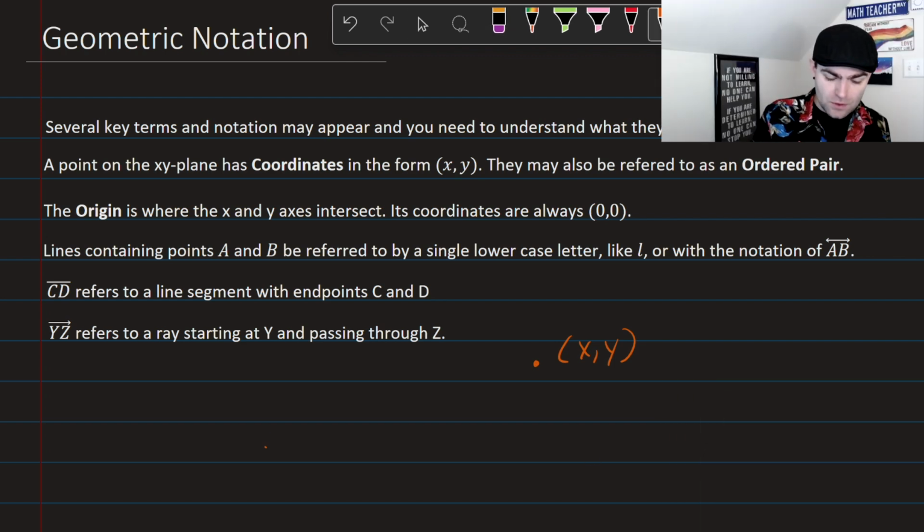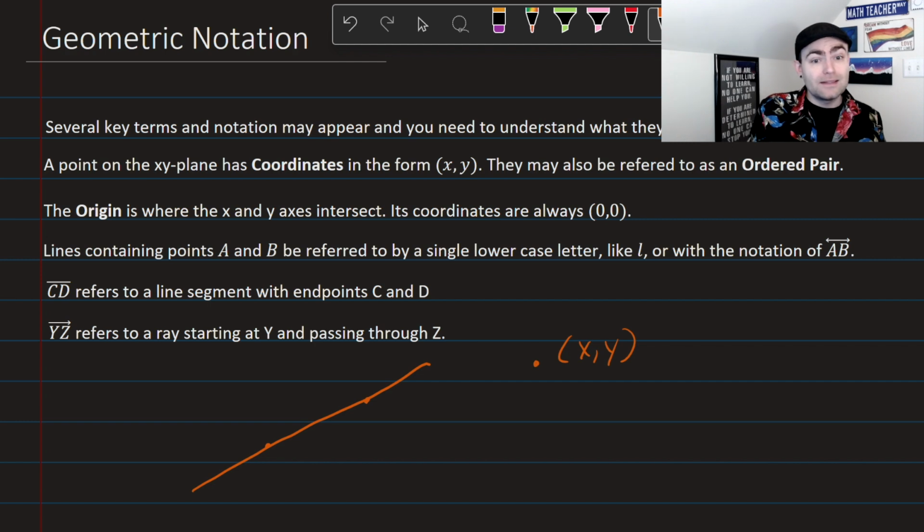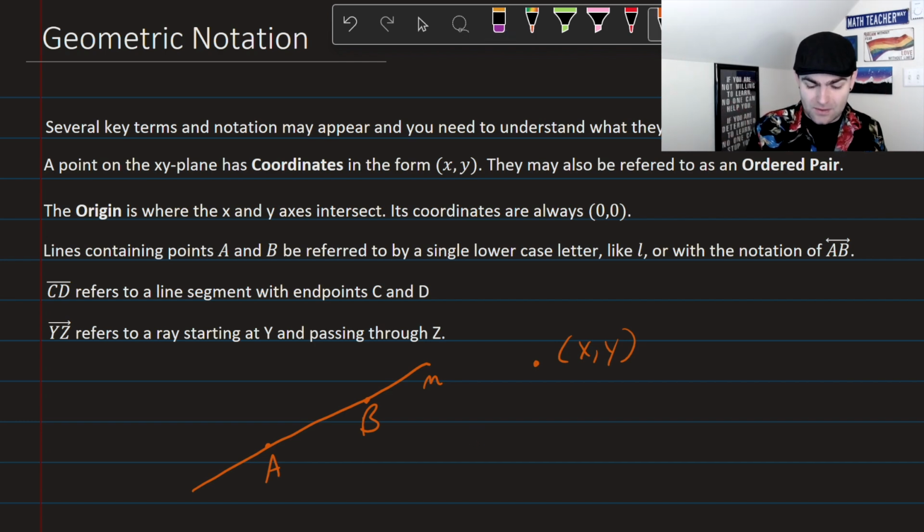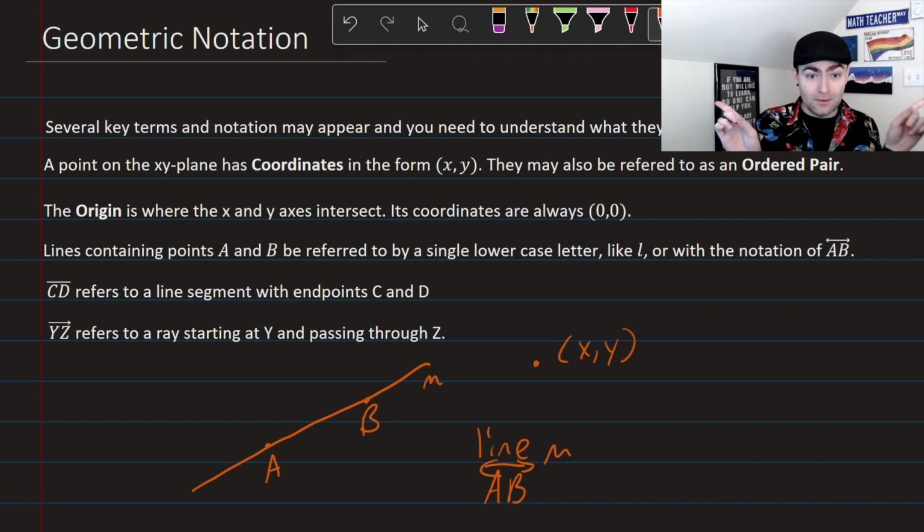So if we have 2 points in a plane and we draw a straight line through them, that is, well, a line. That line can have multiple names depending on if you name it by the points or if we give it its own specific name. So if I call this point A and I call this point B, then this would be line AB. Or I could just say that the line name is M, and therefore we would just call it line M.